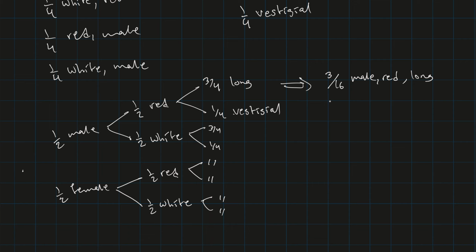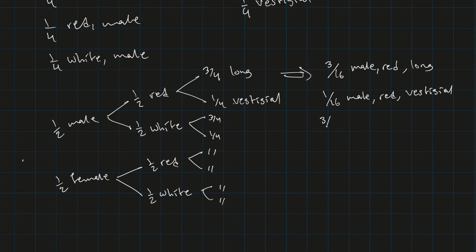And the other, we have 1/2 male, 1/2 red, 1/4 vestigial. So 1/16 is male, red, and vestigial. And it's going to be the same probabilities for white as well. So we already said male, right? They're going to be white now. And it's going to be the same probabilities for long and vestigial. So long and vestigial.